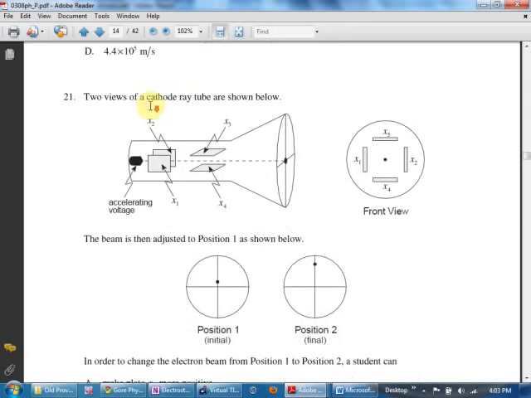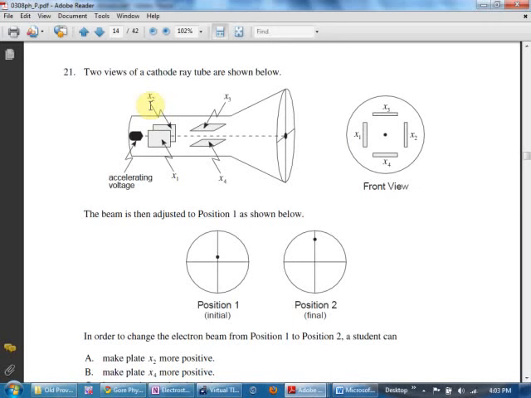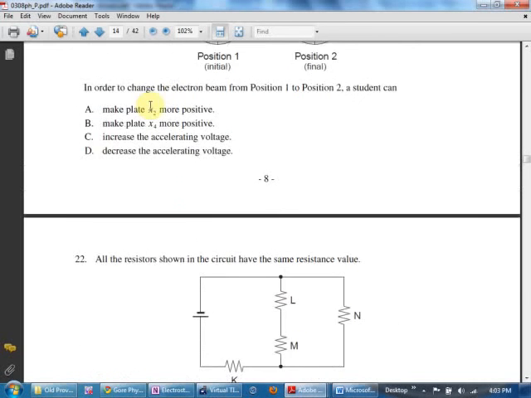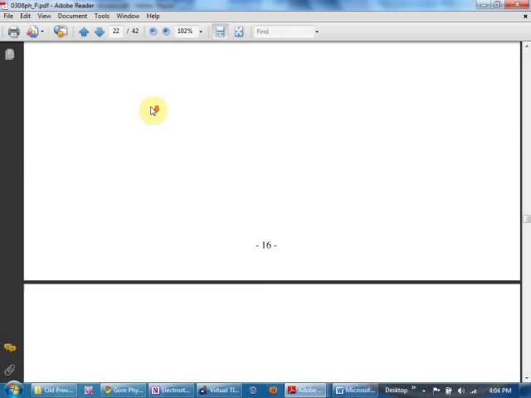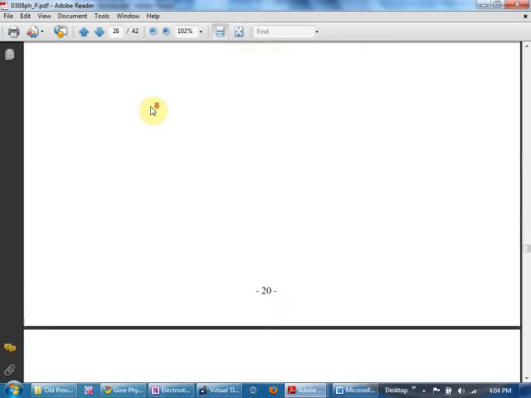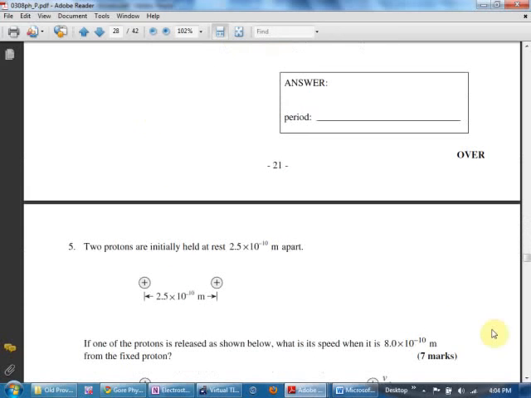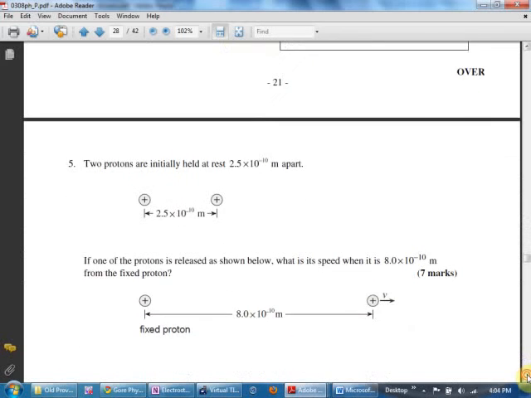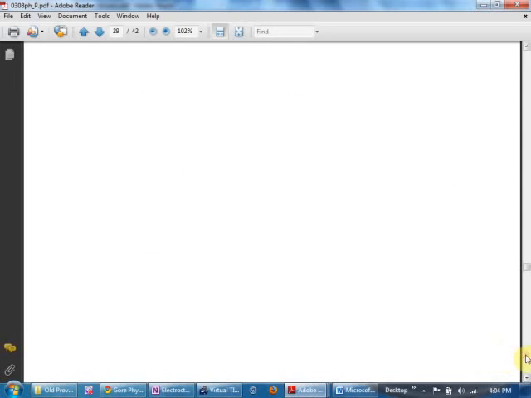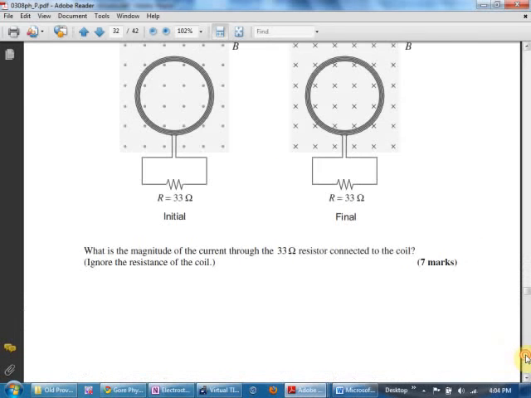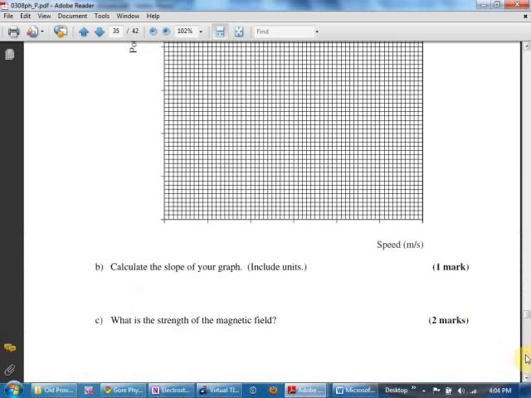And, oh, now we're already on circuitry, so they must have had a written question on electrostatics here. Period. Oh, here we go. Two protons are held initially at rest that far apart. If one of the protons is released, what is its speed when we get to there? Kinetic initial plus potential initial equals kinetic final plus potential final. Then I have January 04.